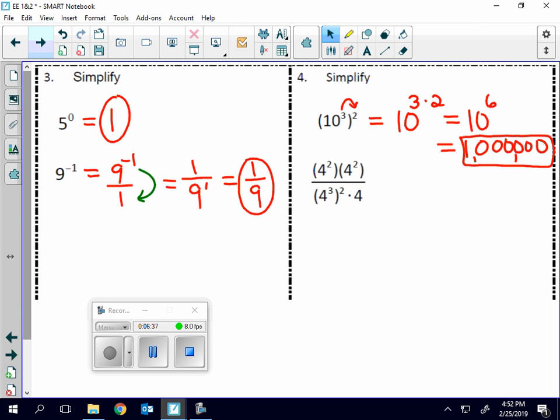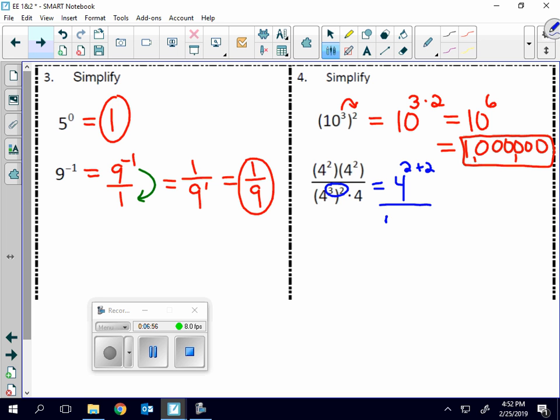A different color so it's easier for you to see. So keep that base in the top, and since we're multiplying, we're going to add those exponents. 2 plus 2. Okay, that's our numerator. Our denominator, let's do the power to a power first, this thing.